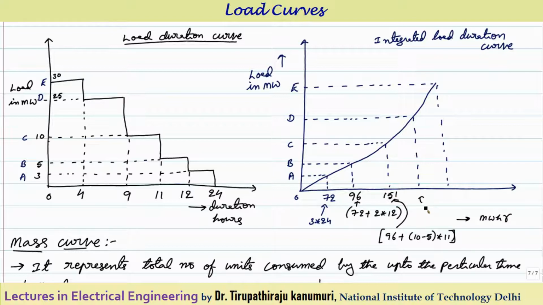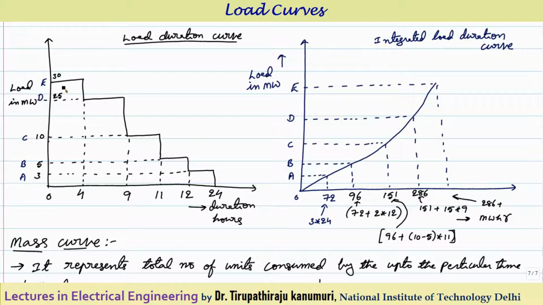Now coming to this one. What is the total value up to here? This is 151 plus, after 10 what is there? It is 25. So 25 minus 10, what is 25 minus 10? That is 15. And for how much duration is this rectangle there? This rectangle area we have to calculate. It is for a duration of 9 hours. That means this is 151 plus 15 multiplied by 9. So this is coming as 286.